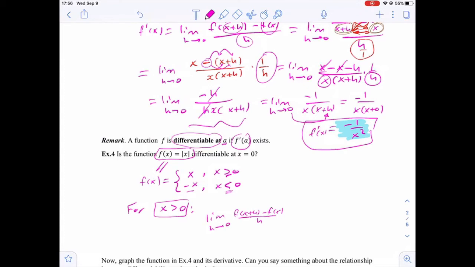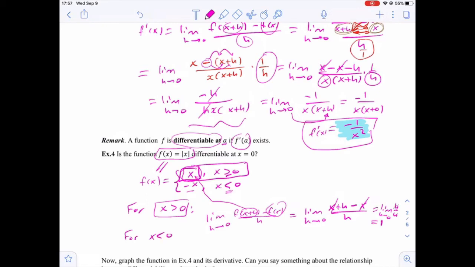Now, since x is greater than 0, what is the rule? For x greater than 0, the rule is x. So we just plug x plus h into x. So we get limit of x plus h minus f of x, f of x is just x, all over h, h goes to 0. And then we simplify. We get limit h over h as h goes to 0, but h over h is 1. So this is for x greater than 0.